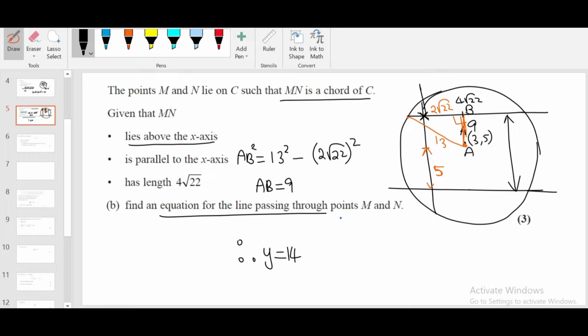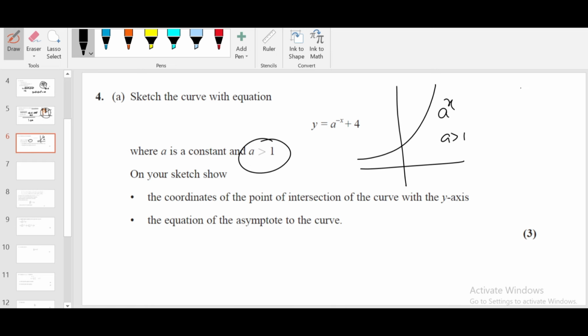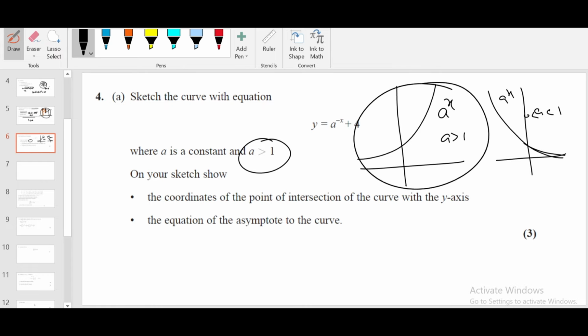That's all. To solve this one you need a little diagram, otherwise you are not going to understand it. I'm going to move on to question number 4. Sketch the reciprocal curve a to the power minus x, where a is greater than 1. We have two curves. This is the curve for a to the power x if a is greater than 1. This is the curve for a to the power x if a is smaller than 1 but positive. So we are dealing with this curve now.